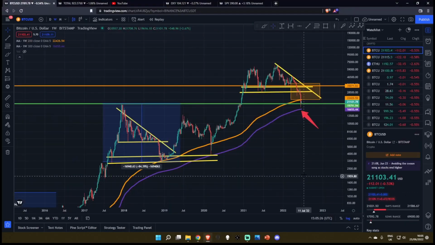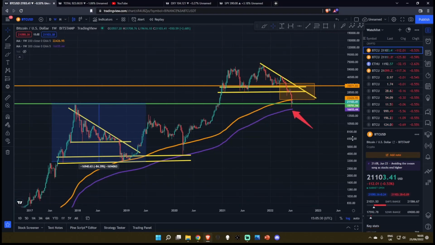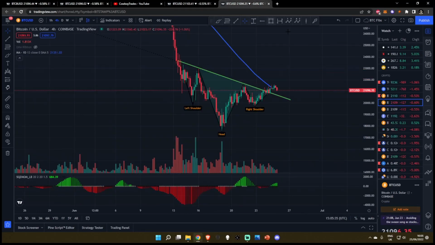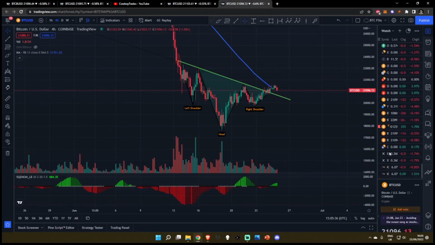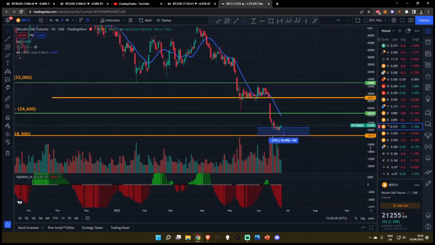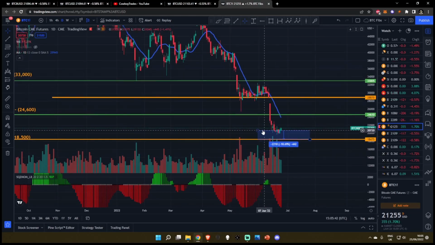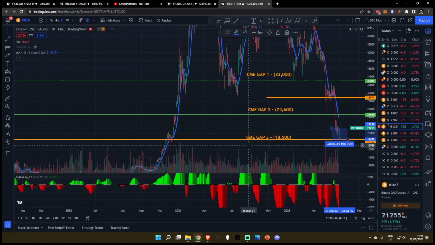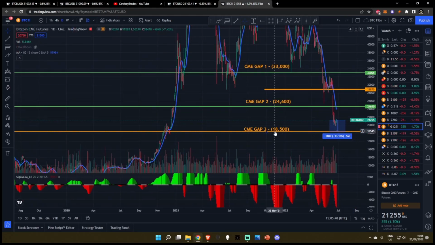Specifically in the higher time frames, because I haven't necessarily explained too much where my price targets are. At this moment in time, if I can find the CME chart that I have, Bitcoin CME futures, we have a CME gap down here. Let's mark this. So this would be a 13% drop down to basically one of the final CME gaps that we've got at 18,500.